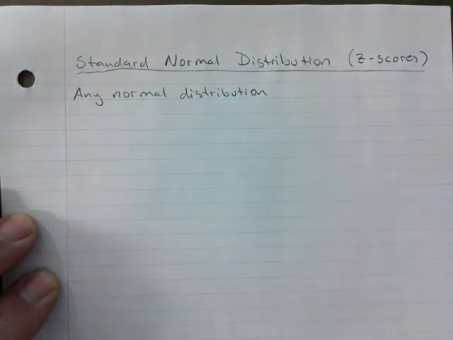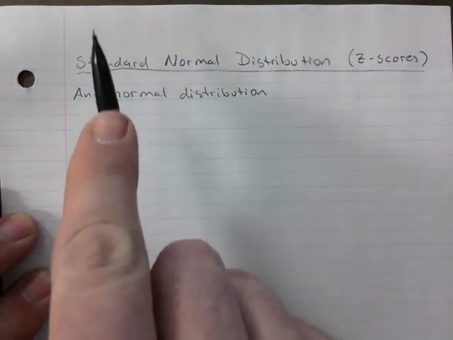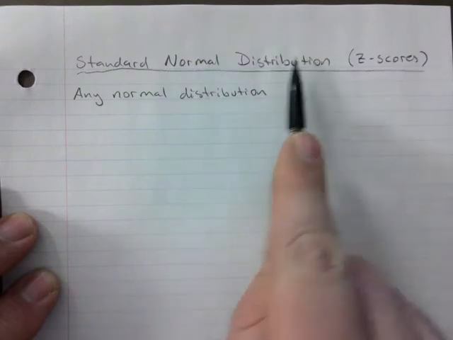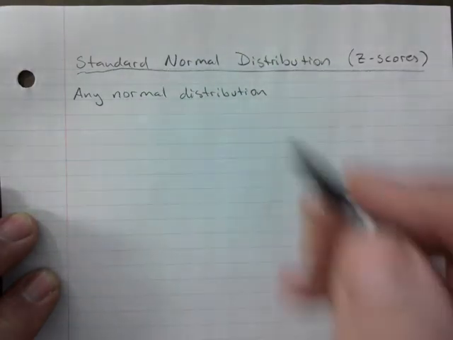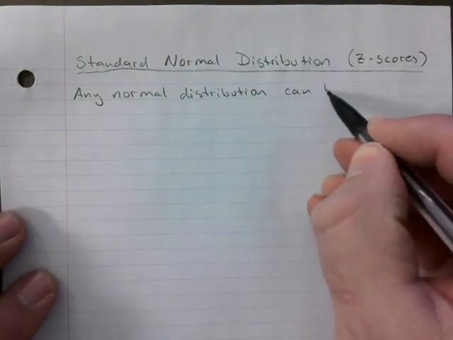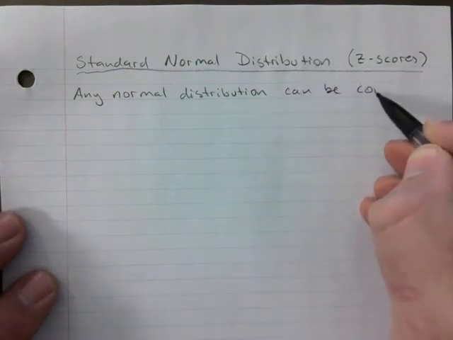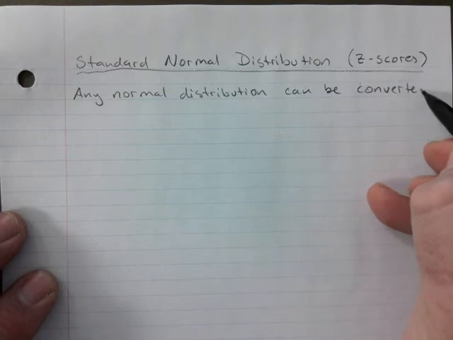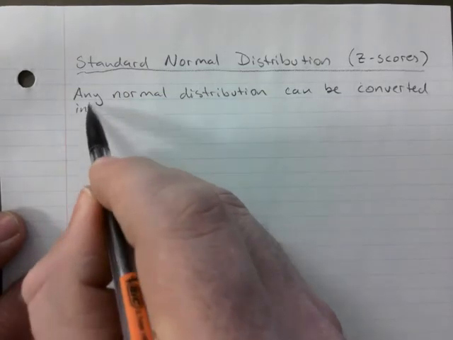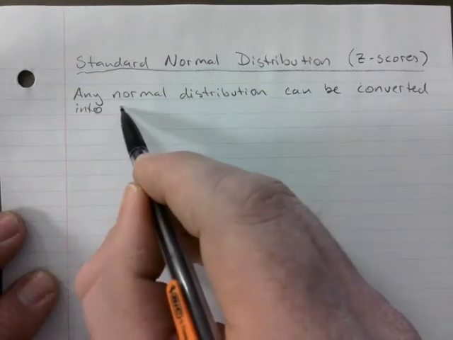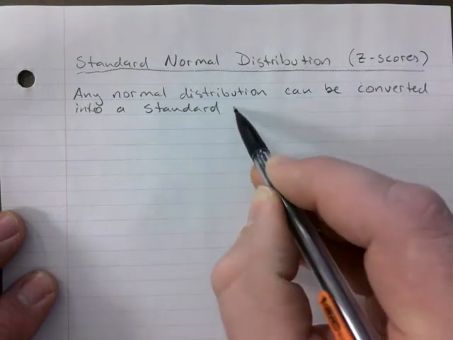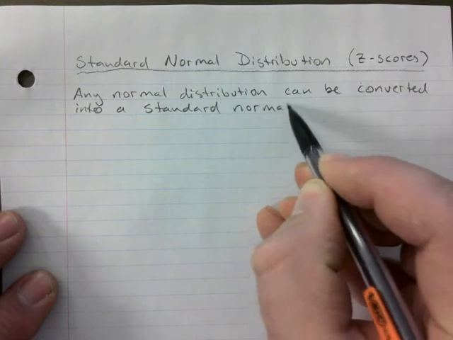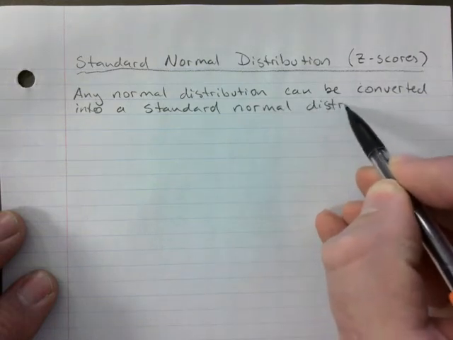I will make a very big distinction. There is something like standard normal distribution, and then there's just a normal distribution, okay? And any normal distribution can be converted into a standard normal distribution.